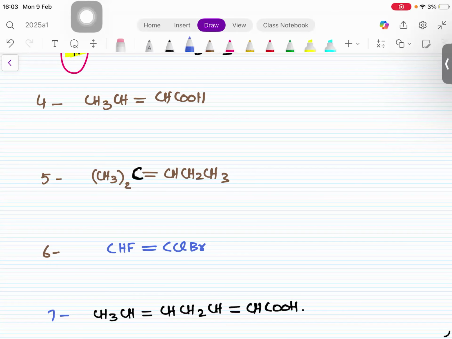In 4, if you write these two carbons, there is a 1 H and 1 CH3. There is a H and then COOH. So yeah, what is this isomer? Cis? Cis, and the other one is trans.